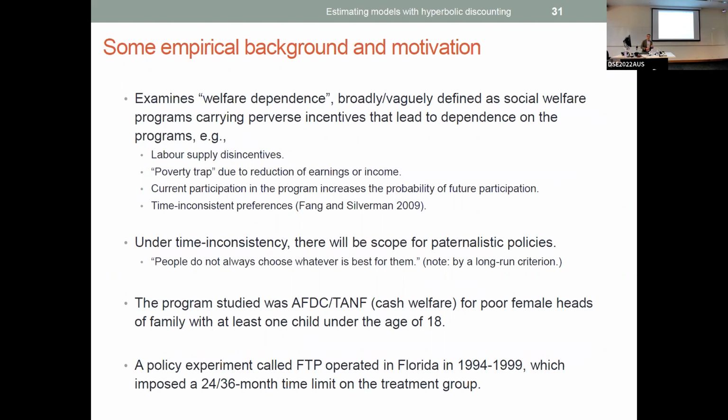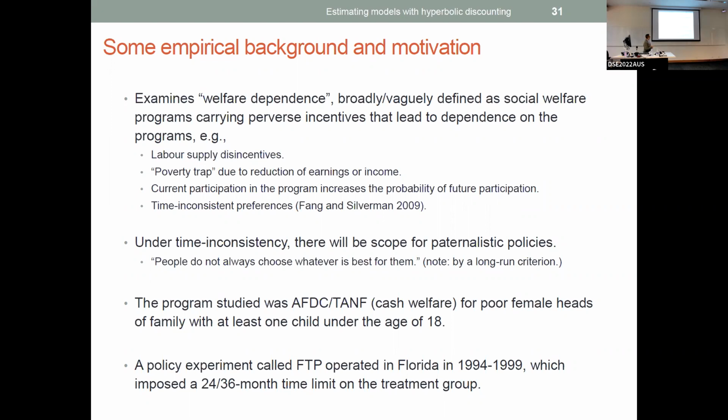I've done things in an inverted way because of how the lecture was structured. I started with the identification first. Now some empirical background and motivation. The paper examined the issue of welfare dependence, broadly or vaguely defined as social welfare programs carrying perverse incentives that lead to dependence on the programs. Welfare benefits can generate labor supply disincentives. Some people in policy circles talk about the poverty trap due to the reduction of earnings or income. Current participation in a program may increase the probability of future participation, so that is state dependence.